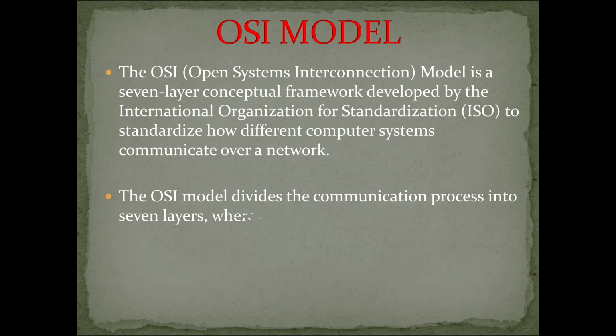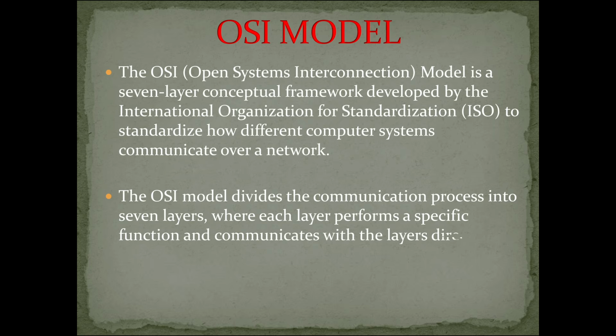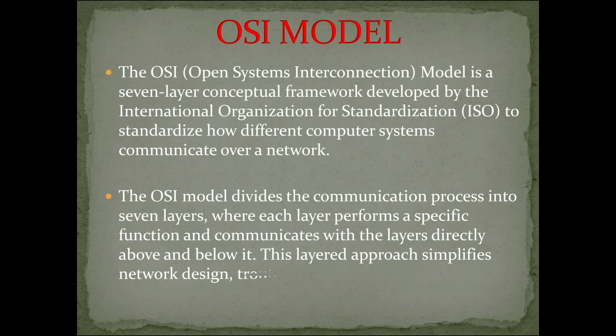The OSI model divides the communication process into 7 layers, where each layer performs a specific function and communicates with the layers directly above and below it. This layered approach simplifies network design, troubleshooting, and protocol development.